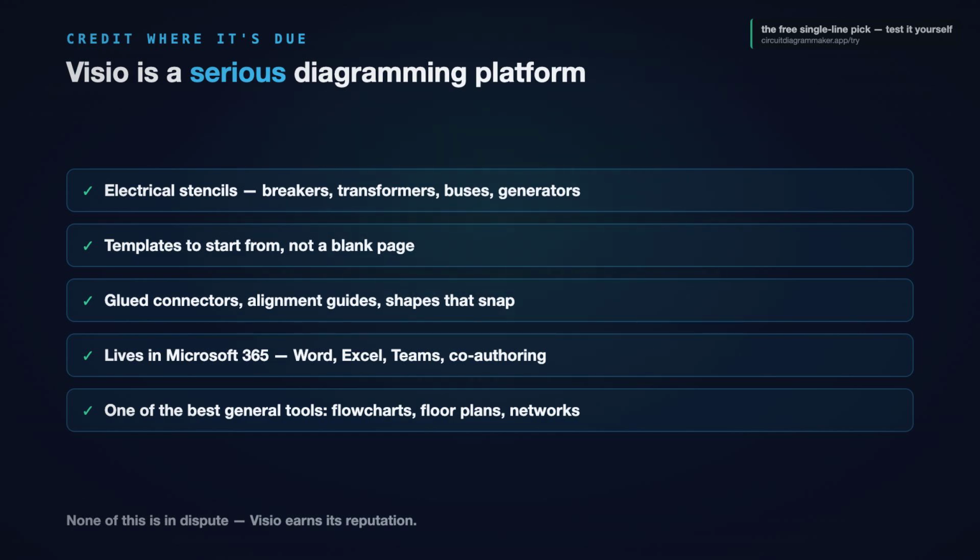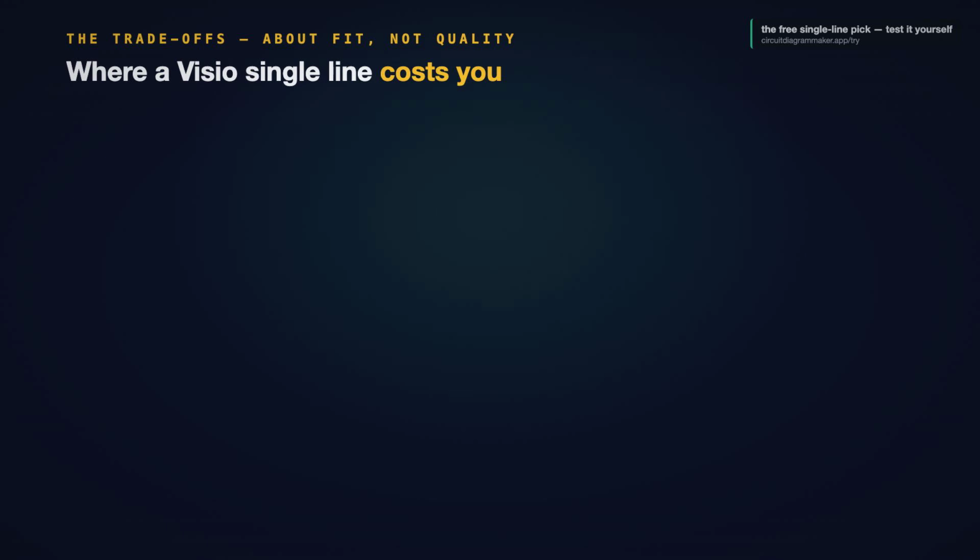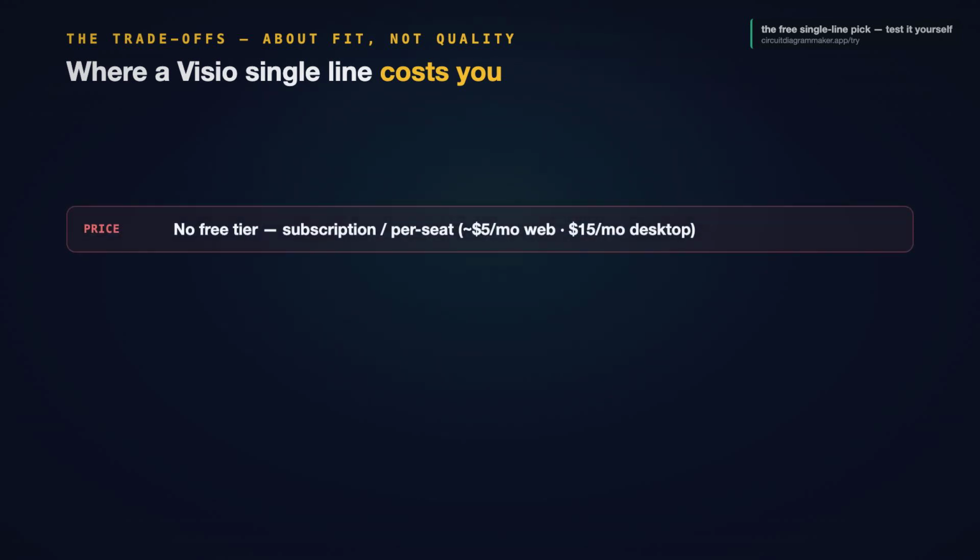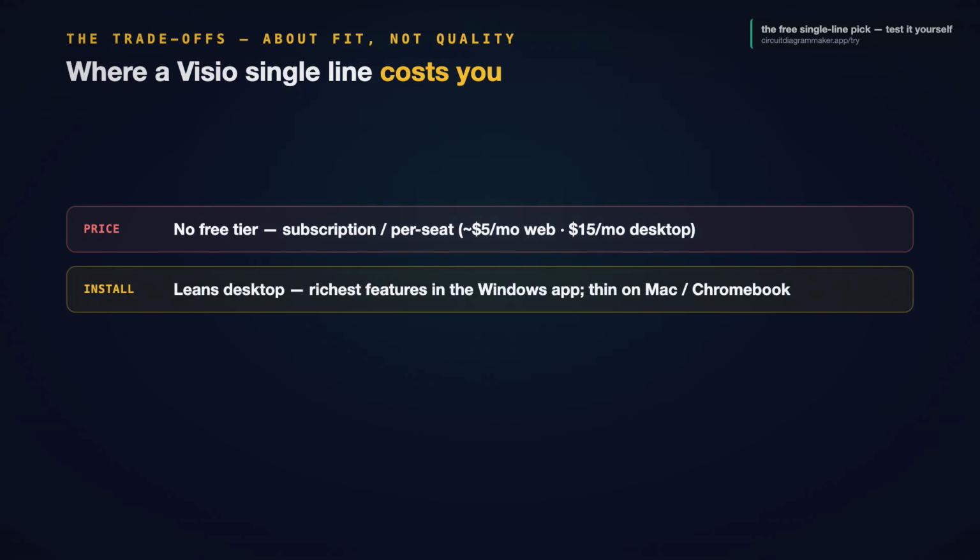You can drop the single line into a report, keep it on the company drive, co-author it with a colleague, and hand it to someone who already knows the tool. Version history, permissions, the templates library, it is all there. For general-purpose diagrams: flowcharts, floor plans, org charts, network maps. Visio is genuinely one of the best there is, and none of that is in dispute here.